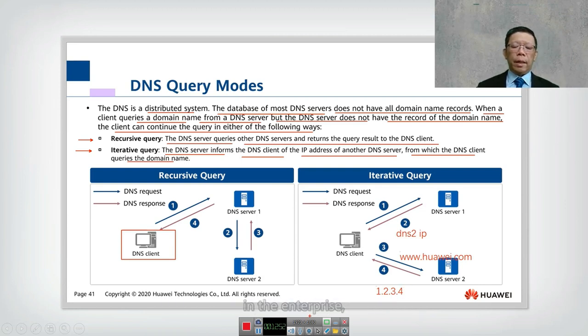Now, most likely, if you are working in an enterprise, your internal DNS server will be using recursive, because it is going to reply back to the client, because the client would not go to every single DNS and query them. So the DNS server is the one that is authorized to query the root DNS server, and the root DNS server is going to tell them where to get the answer. So that's the difference between a recursive query and an iterative query.